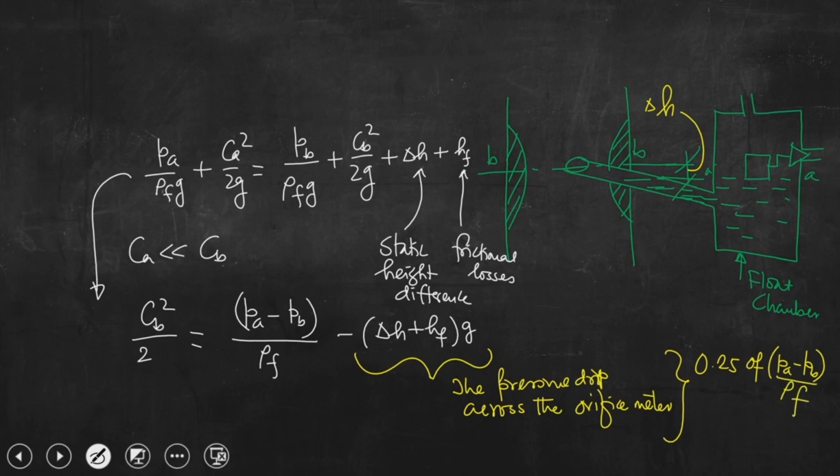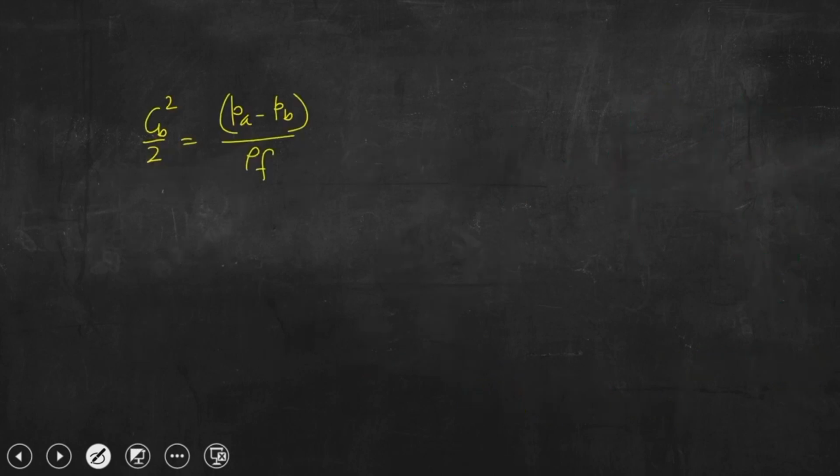So, this is what is given, and then if we can write it. The pressure drop across the fuel metering orifice is, we can write now, delta H into G. So, what we can write? We can write it minus 0.25 into P A minus P B divided by rho f.